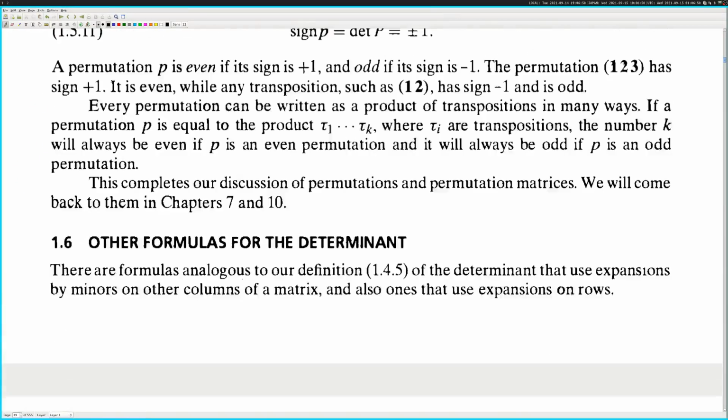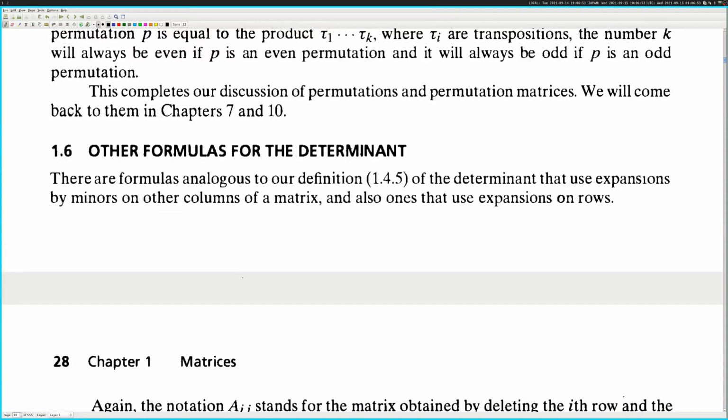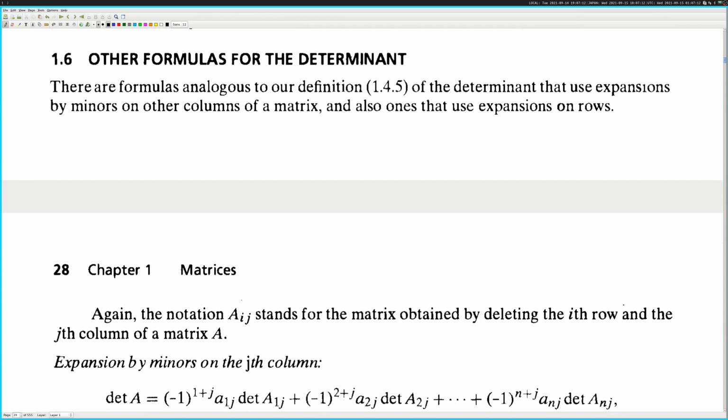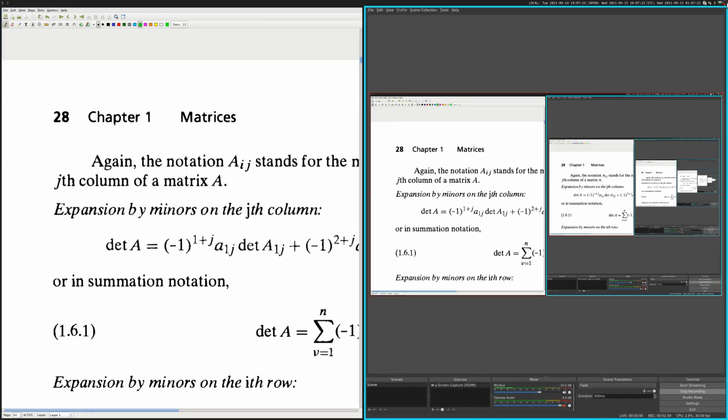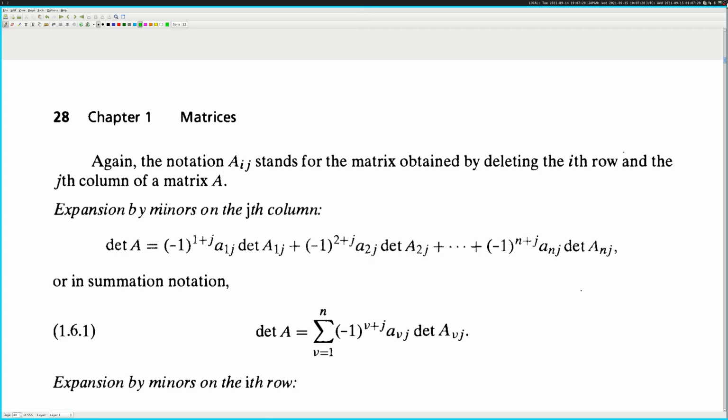Anyway, we're reading 1.6 of the Glow-in-the-Dark Guide to Algebra. This is other formulas for the determinant. There are formulas analogous to our definition of the determinant that use expansions by minors on other columns of the matrix, and also ones that use expansions on rows. Again, the notation, switch to green because we're doing the Glow-in-the-Dark Guide to Algebra. The notation Aij stands for the matrix obtained by deleting the ith row and jth column of the matrix A.